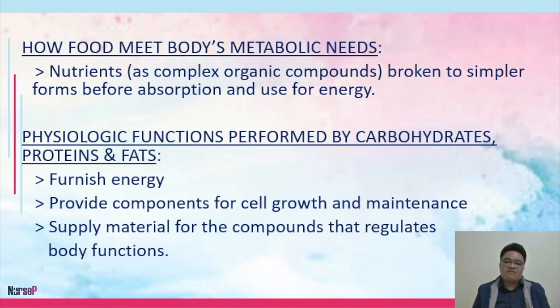Now, what are the physiologic functions performed by your CHO, CHON, and your fats? Basically, they furnish energy that is needed by our body. They also provide components for cell growth and maintenance. Remember, cell maintenance and cell repair is taken care of by your protein. And they supply material for the compounds that regulate body function. Remember, our body will not be able to function without glucose. Picture a patient with hypoglycemia. They would usually become weak. Okay, they would usually have impaired thinking compared to your patients who have normal levels of glucose.